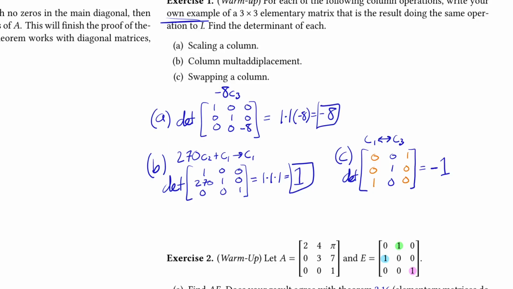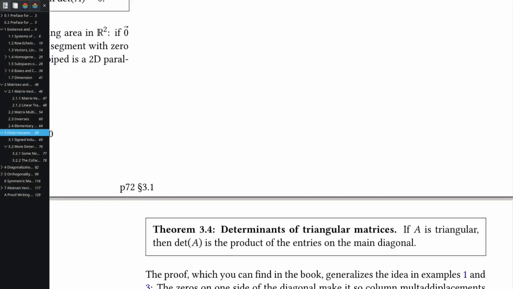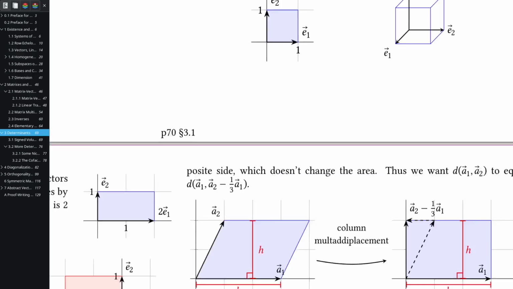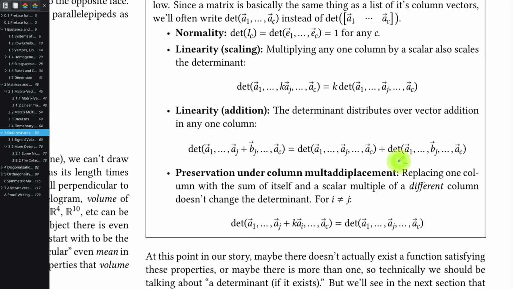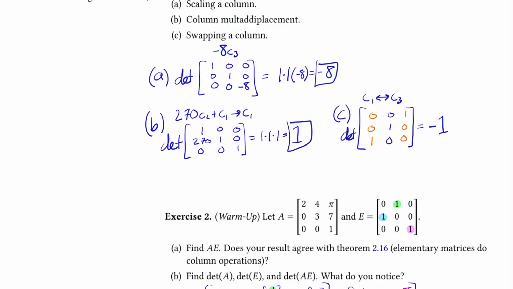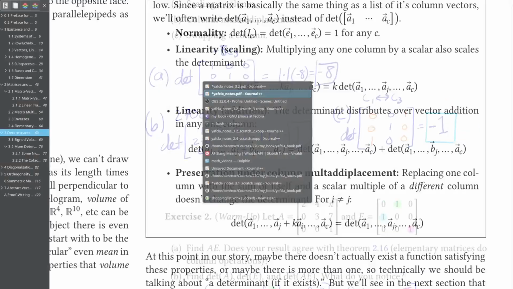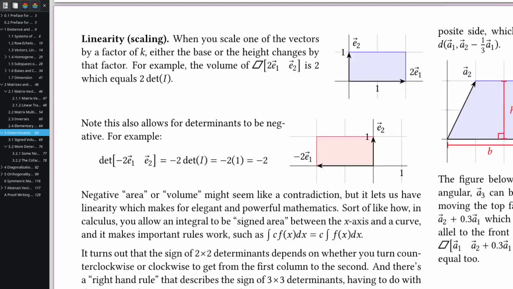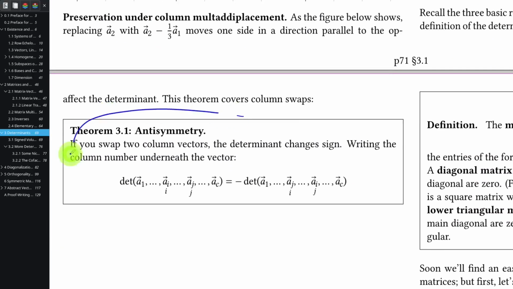And so that should just be 1 times 1 times whatever your scalar is. Likewise, the result of doing any kind of column multi-displacement operation should still be triangular with zeros on one side or the other, so its determinant should still be 1. This also, of course, agrees with the definition of a determinant. This is one of the main things that it should have, preservation under column multi-displacement. So it should be unchanged. And with C, your determinant should become -1 because of the anti-symmetry theorem right here.